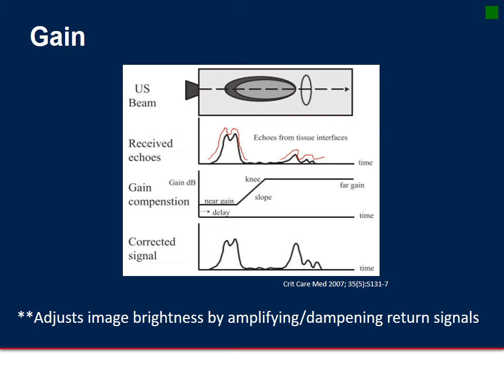But by using gain, we can make the parts of the image that are too bright, we can dampen them like this, and then we can take the parts of the image that are not bright enough and we can amplify them. And so our corrected signal is something that's much more uniform and much easier to interpret. So again, gain adjusts the brightness by amplifying or dampening the return signals.